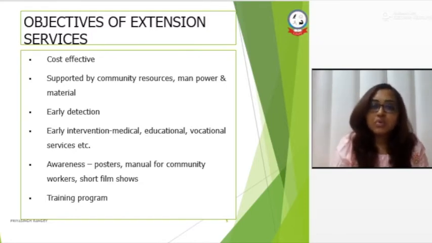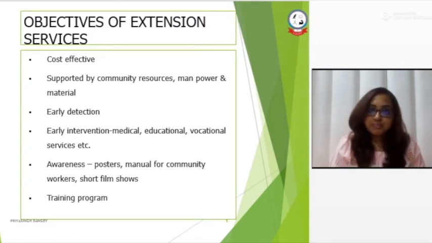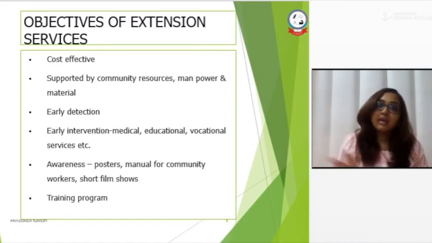We can use posters, manuals, or we can perform certain kinds of skits or puppet shows to create awareness among the people. Extension services also provide training programs to train the people residing in the community, the volunteers from the community, so they can help the persons with disability who are residing in their community.